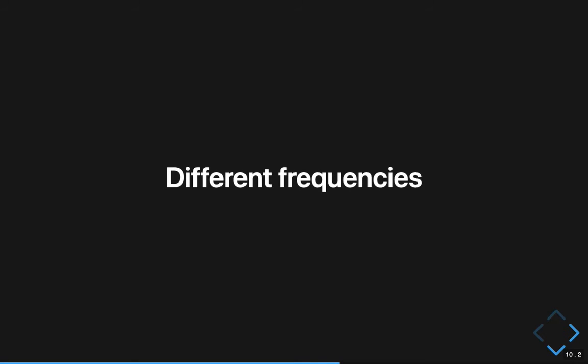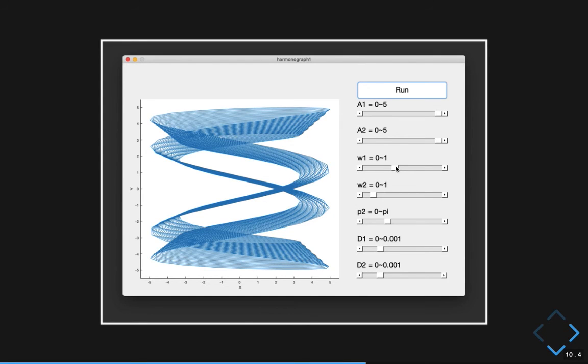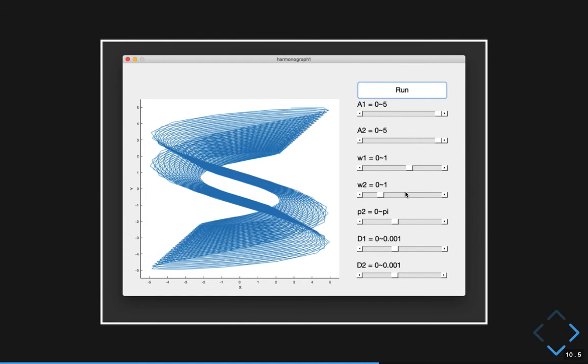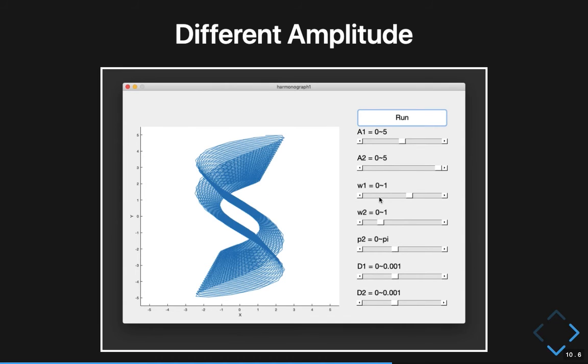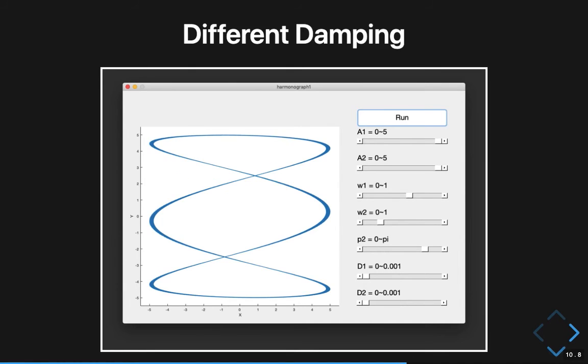First, we see the different frequencies. This is the 2-to-1 graph, and this is the 4-to-1 graph, and this is the 6-to-2 graph, and with smaller amplitude, and with different phase, and with smaller damping.